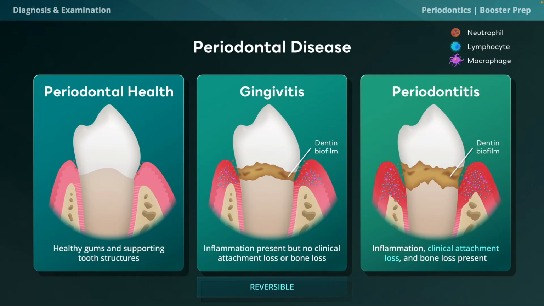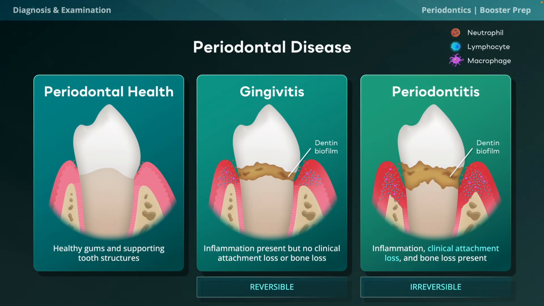And periodontitis is when there is inflammation, there is measurable clinical attachment loss, and there is underlying bone destruction. So unlike gingivitis, periodontitis is irreversible. Once that bone is gone, it's almost impossible to get it back to where it once was. We can, however, treat the area and return it to a state of periodontal health.